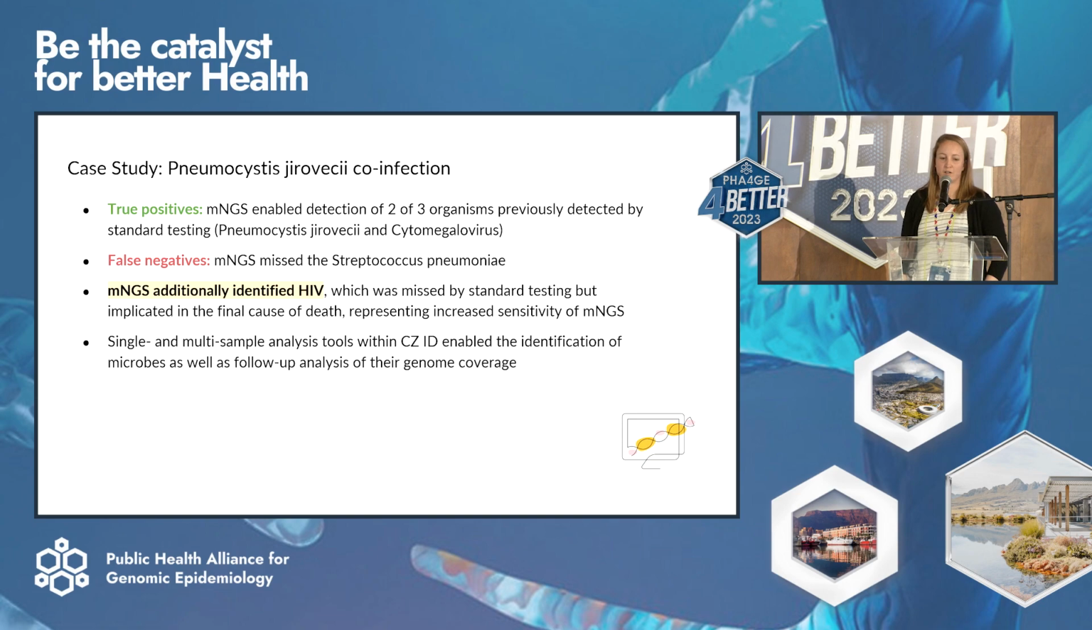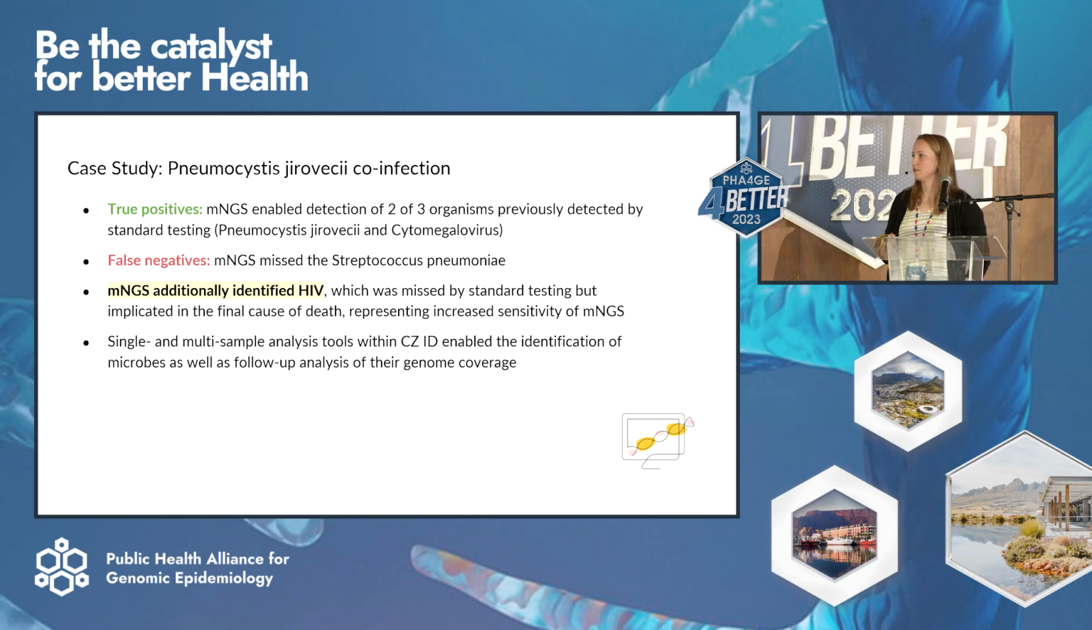So altogether, wrapping up this case study, we saw in the metagenomic data that there were a couple of true positives as compared to the standard clinical testing done by the CHAMPS network. In particular, 2 of the 3 organisms were detected, the Pneumocystis as well as the CMV. There was, however, 1 false negative. So this was the Streptococcus pneumoniae, which was not identified by metagenomics.